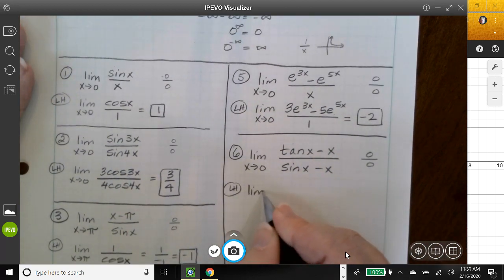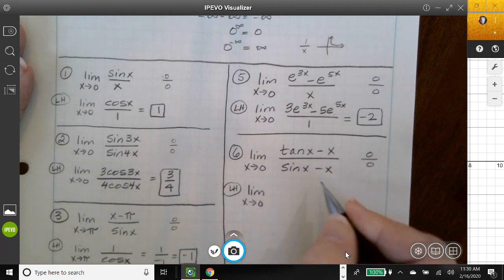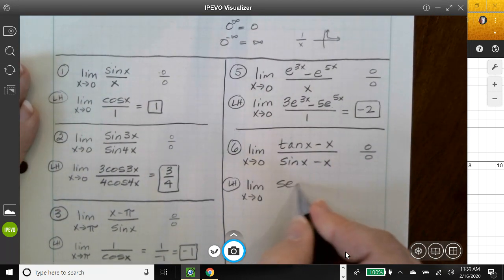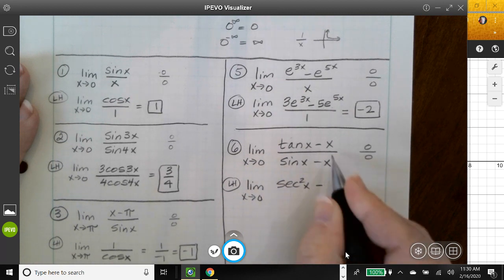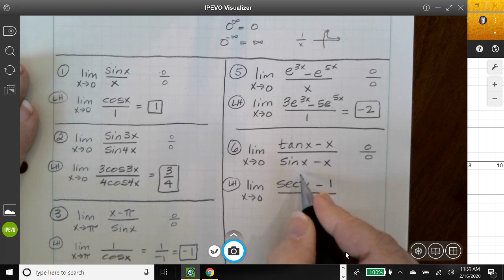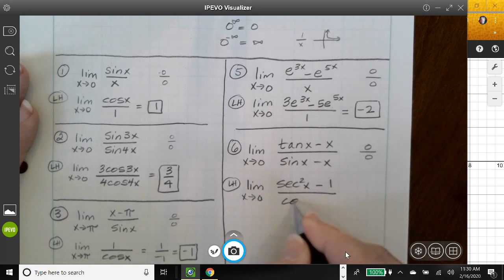And we get the limit then as x approaches 0 of, well, what's the derivative of the numerator? Well, the derivative of tangent is secant squared x, and the derivative of x is 1. So it's secant squared x minus 1 over the derivative of sine x, which is cosine x, minus derivative of x, which is 1.